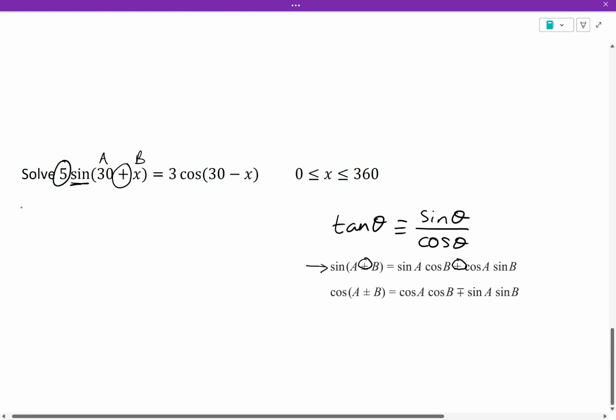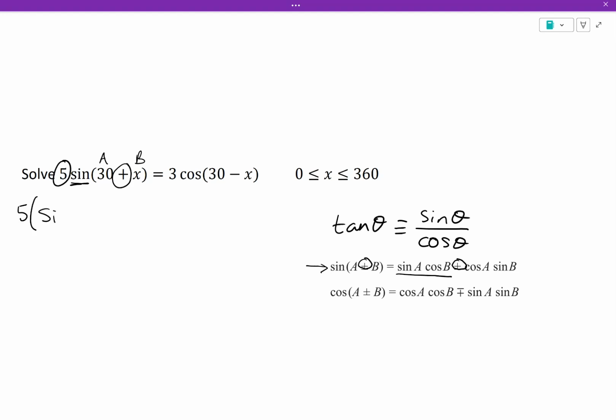So I'd probably just write that out first and open your brackets. And it's going to be, if we do our first term, sine A, which is 30, and then cos B, which is x. And then for our next term, it's cos A sine B, so it's going to be plus, and then cos 30, and then it's going to be sine x. Close bracket.